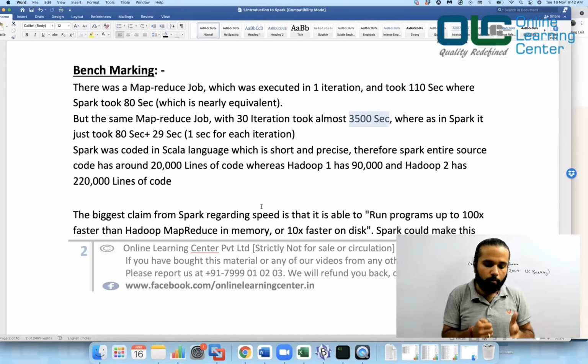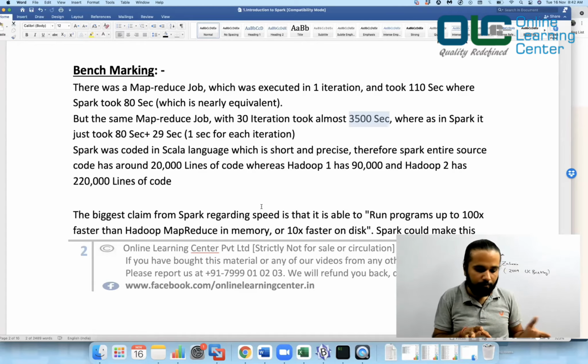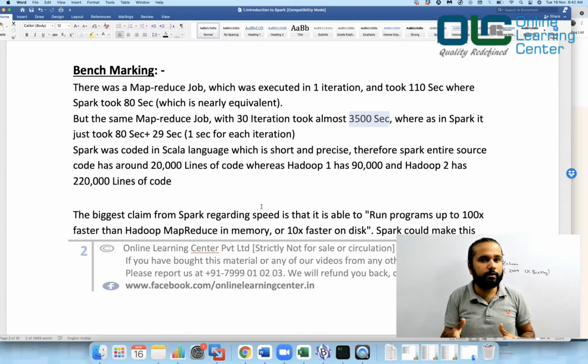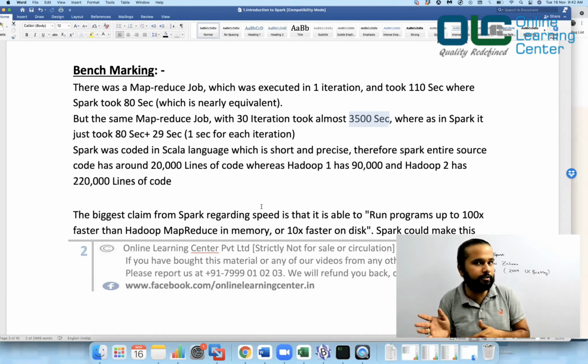Now, if you talk about development, it took less time to build Spark code because Scala is so short and precise, whereas Hadoop is written in Java, and to be very honest, I have been working on Java for a long time. I wrote my first Java code in 2004 when I was in class 11, and from 2004 to 2020 is 16-17 years in Java.